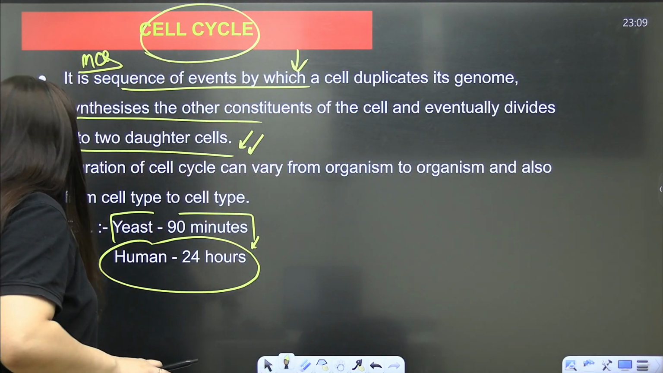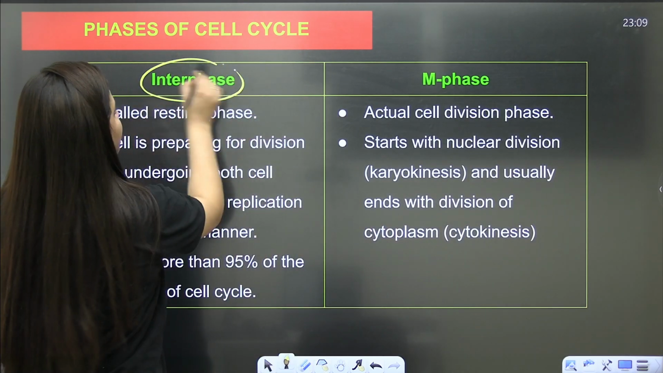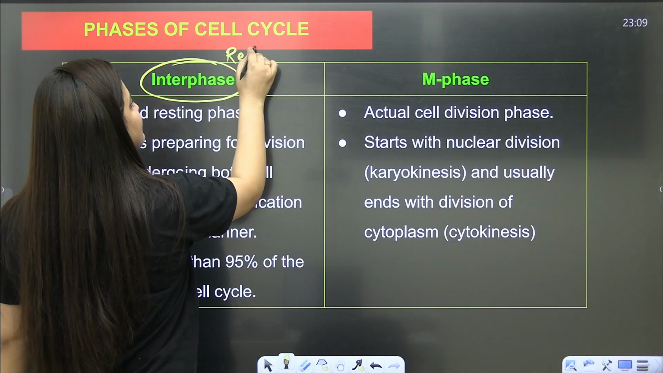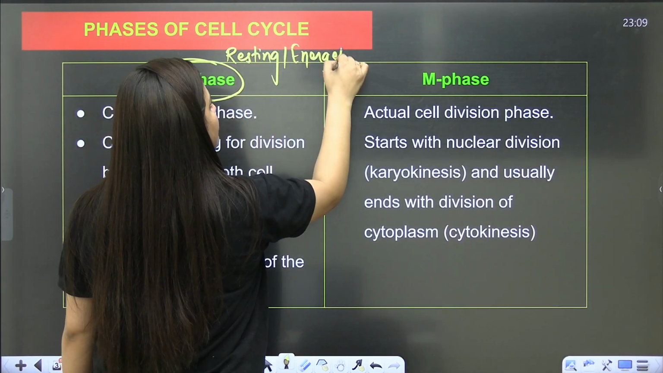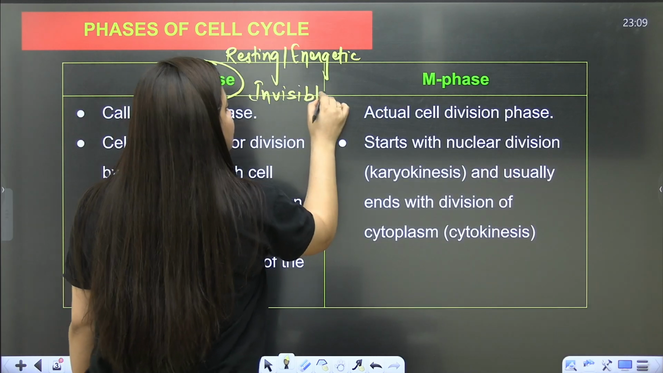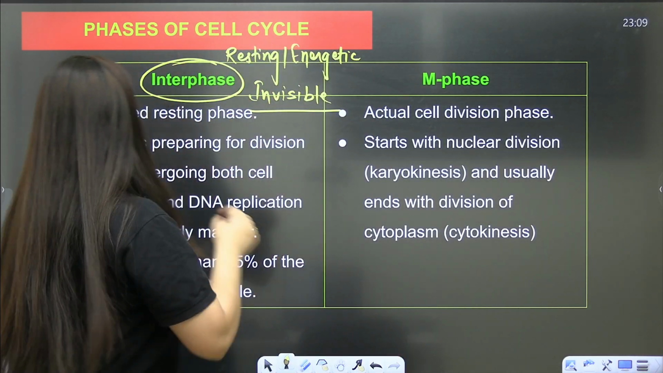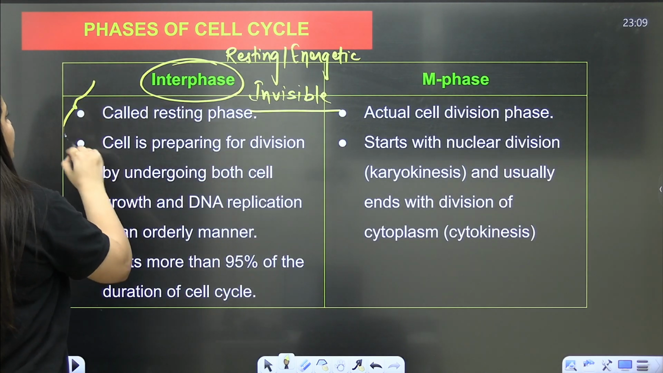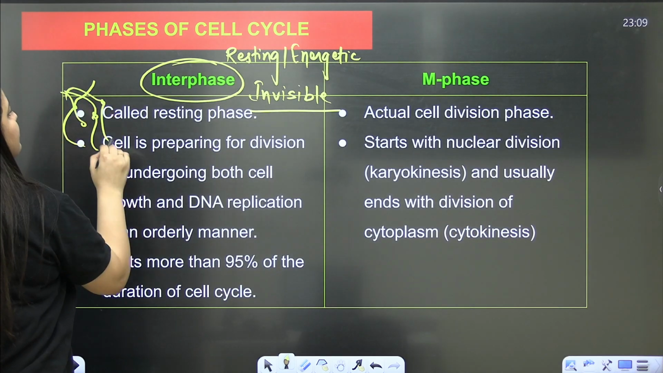So when we discuss the cell cycle, we have two things, the interphase and the M phase. The interphase is also known as the resting state, the energetic phase, and the invisible phase. It is the phase when the cell has very high metabolism. It is the phase where your DNA is not condensed, it is present in the form of threads, it is tangled, but the cell is preparing itself for the division.